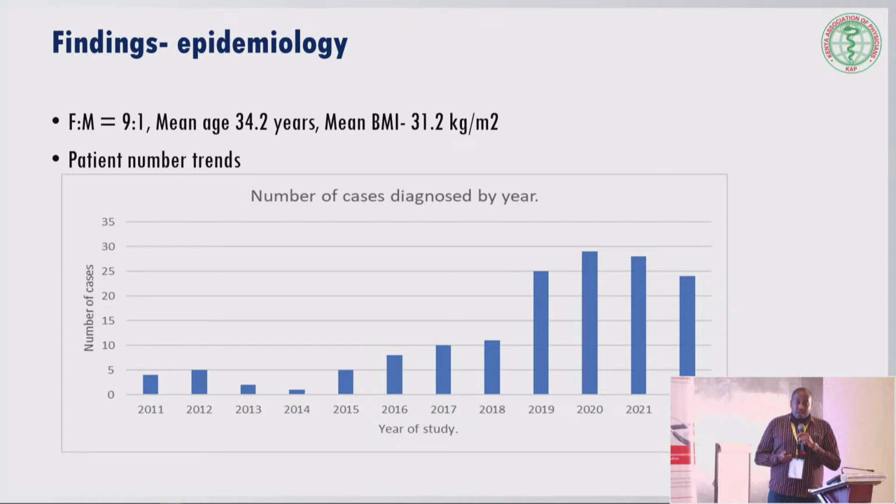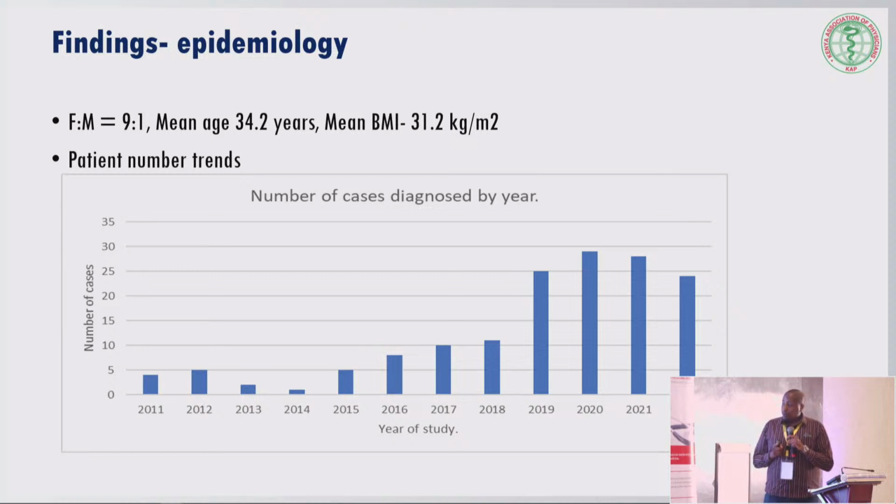So the interesting findings, I'll just highlight the most important things. We found this to be a disease of exclusively females, with 92% of the patients being female. They were relatively young, with a mean age of 34.2 years, and most of them were obese, with a mean BMI in the obese range at 31.